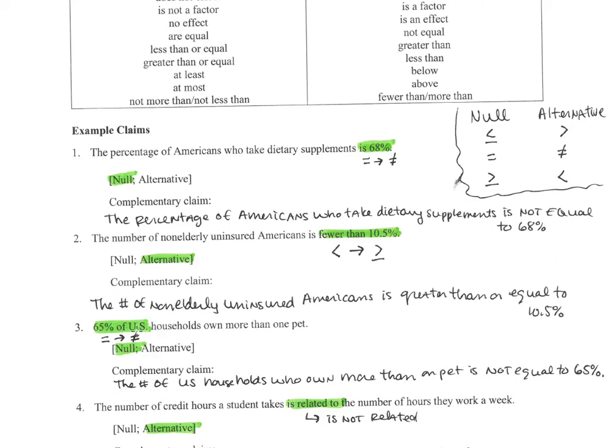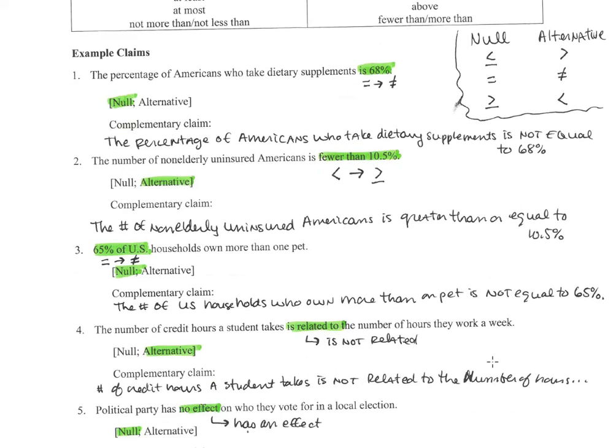All right, 65% of U.S. households own more than one pet. Another way to word that is that 65% is equal to the number of U.S. households who own more than one pet. Since that's an equal to, it would be a null, and the complementary is going to be the not equal to, which is the alternative. The complementary, to make it into the alternative, would be the number of U.S. households who own more than one pet, excuse my inability to handwrite things very well, is not equal to 65%.